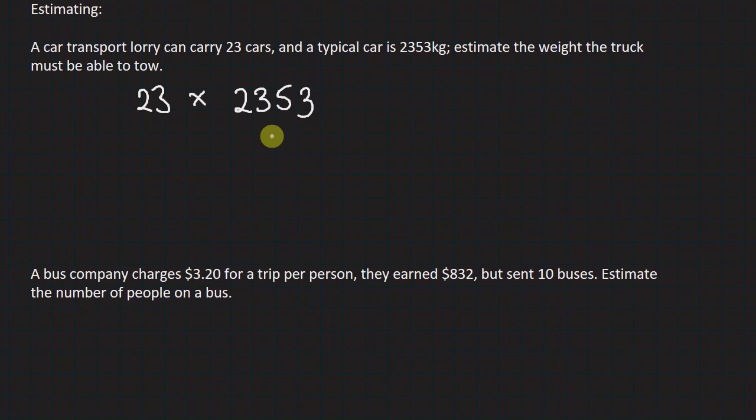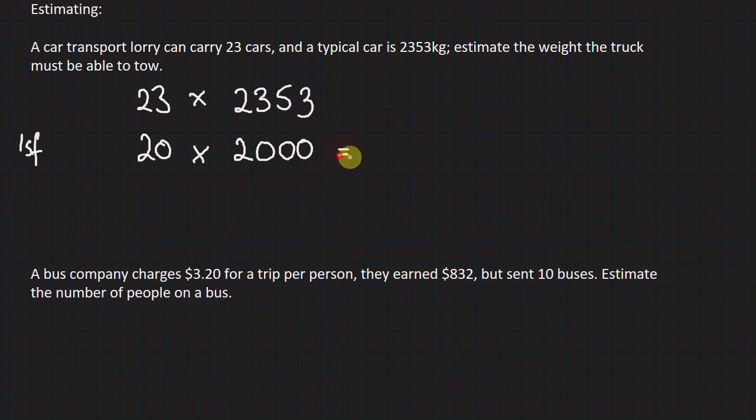The sorts of numbers people can do in their head are numbers with one digit. So we're going to round each value to one significant figure first. So we get 20 times 2. Look at the next place, it's 3. I ignore the 53 completely. This is round down. So this is 2,000 kilograms.